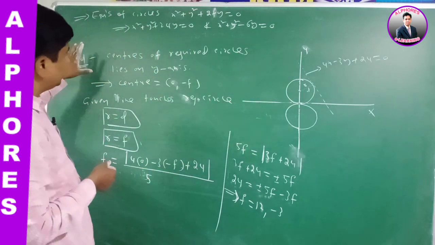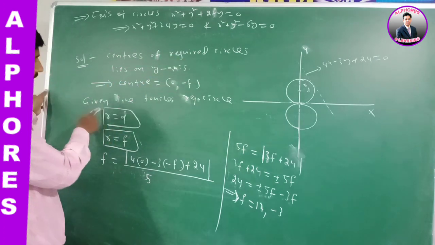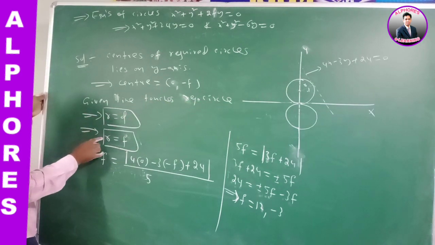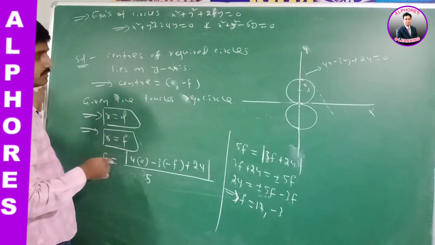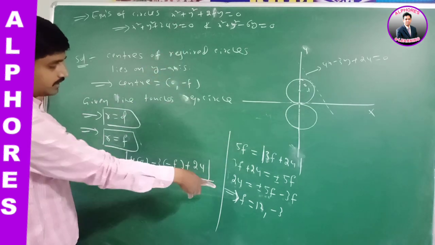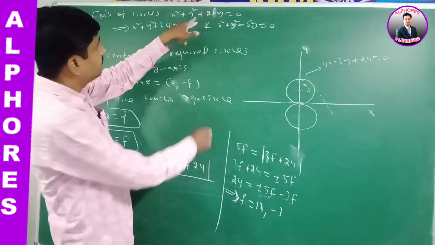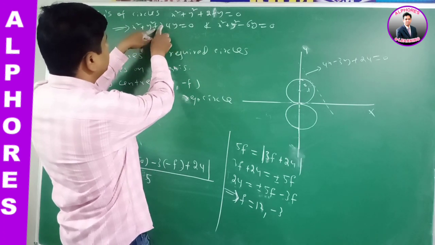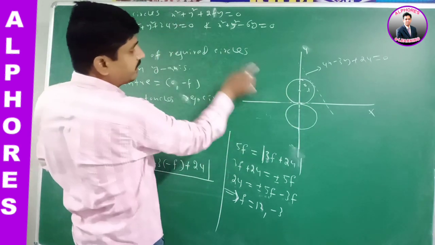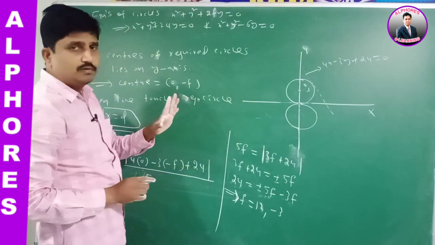Therefore, here using the condition, the centers of required circles lie on the y-axis, center equal to 0 comma minus f. The given line touches the required circle using the condition r equal to d. Here r equal to f, actually from the diagram the radius of the circle is f. Now f equal to d, the length of the perpendicular from the center to the given line. We get f equal to 12 and minus 3. Here if f is 12, then the center is 0 comma minus 12. This circle equation is x square plus y square plus 24y equal to 0. This circle equation is x square plus y square minus 6y equal to 0. Here, two circles.